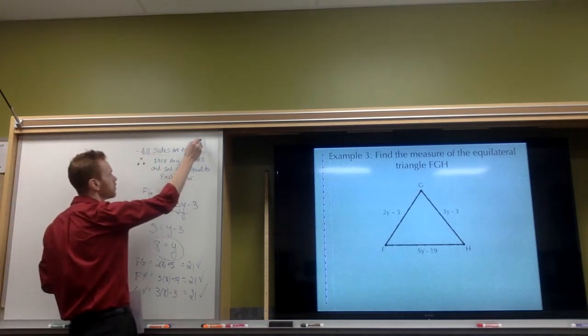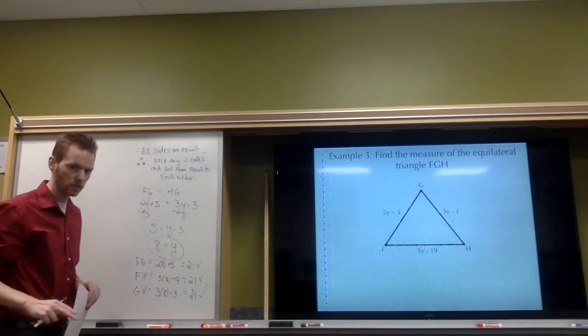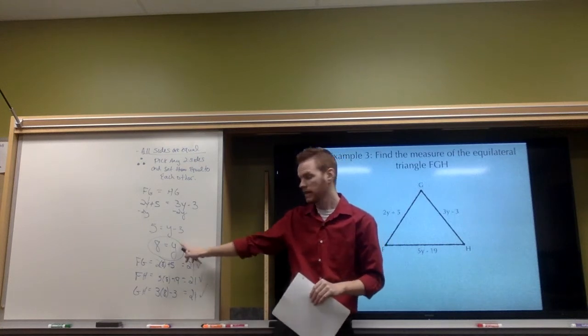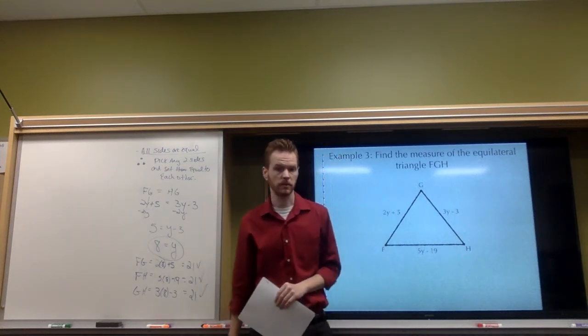All sides are equal. So you pick any two sides you want. Now I could have picked these two, set them equal to each other. I'm still going to get y to be 8, and I'm still going to solve for the rest of it.